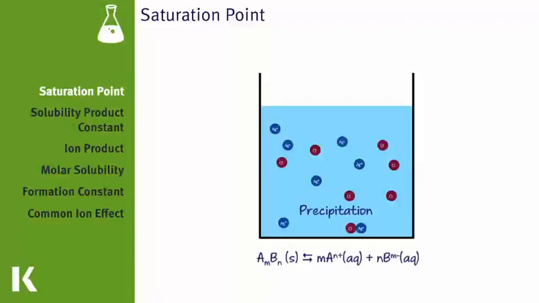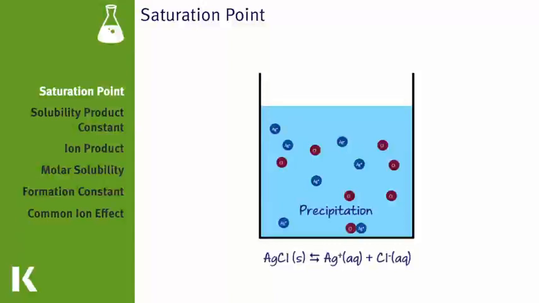The identities of A and B will change, and the subscripts M and N will change, but the basic reaction setup, including the phases, will be the same for every solubility problem. In this example, our solid was silver chloride, and the subscripts were all 1, meaning that we generated one aqueous silver ion and one aqueous chloride ion for every solid silver chloride particle that dissociated.